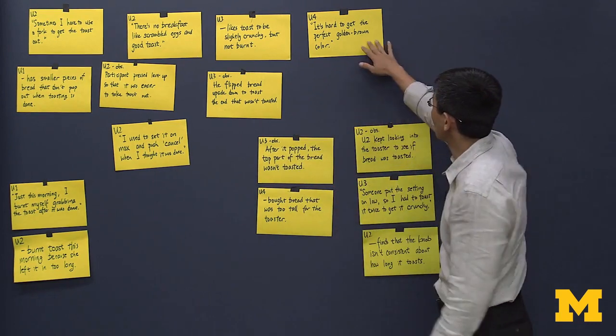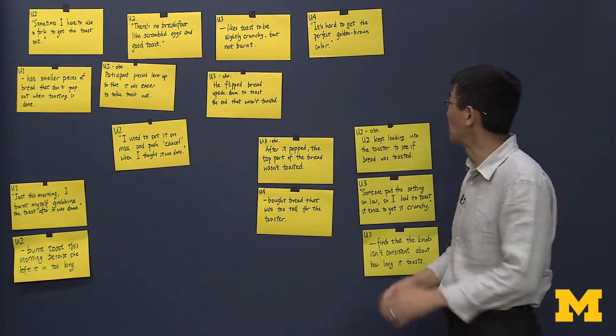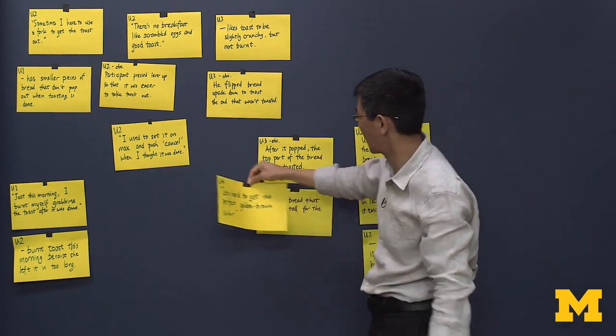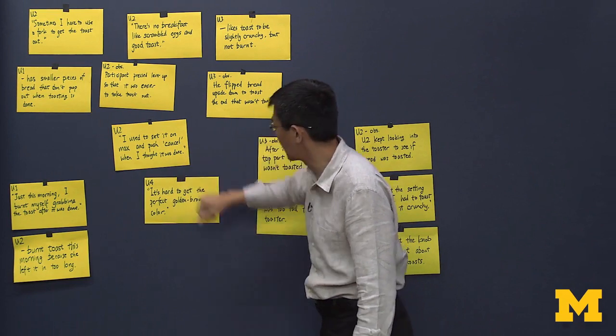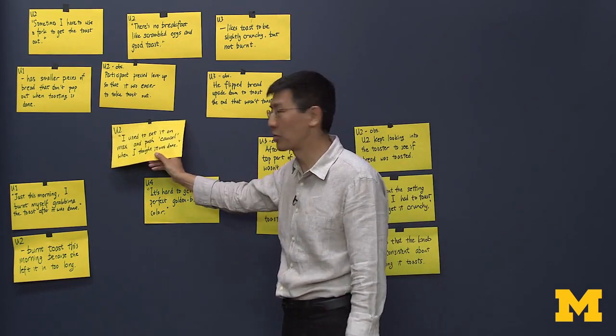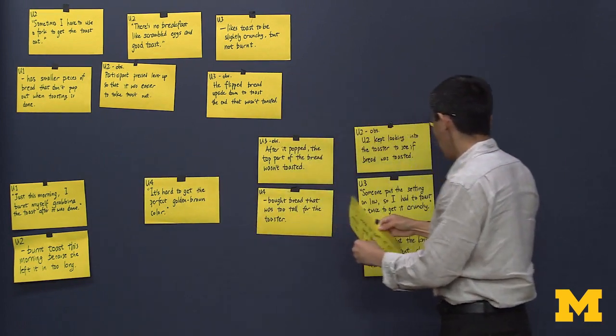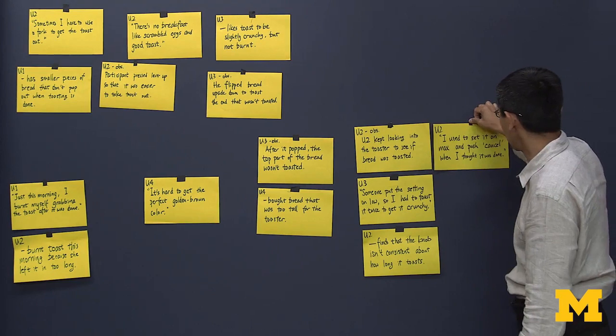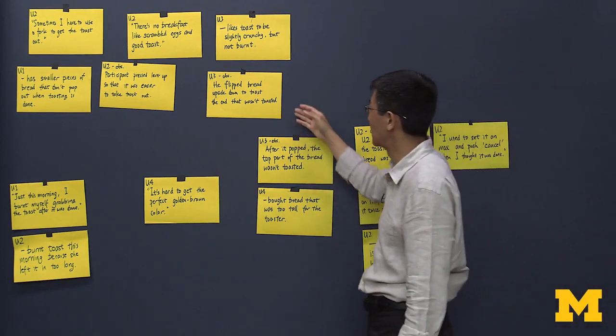Next, it's hard to get that perfect golden brown color. This is really a statement about wanting a certain kind of toast, and I think it's a little bit different from what we have. So I'm going to start a new cluster right over here. I used to set it on max and push cancel when I thought it was done. Another one that's probably related to these about the perfect toast.